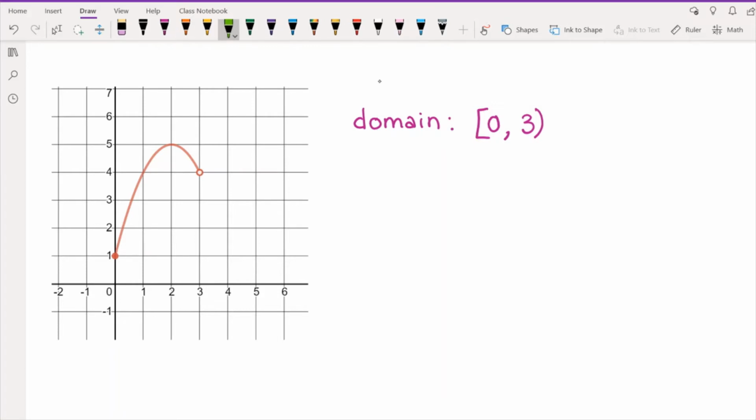All right, now the range. And I think the range on this one is a little bit trickier. There's just one thing that's a little bit funny about it. So just like before, we want to start scanning from bottom to top and see, what is the first y value that's included and what's the last y value that's included. When we start scanning bottom to top, we see that the first y value that's included is y is equal to 1, right? That's the lowest y value that's included in this graph. And we have an actual point there, so we put a bracket.